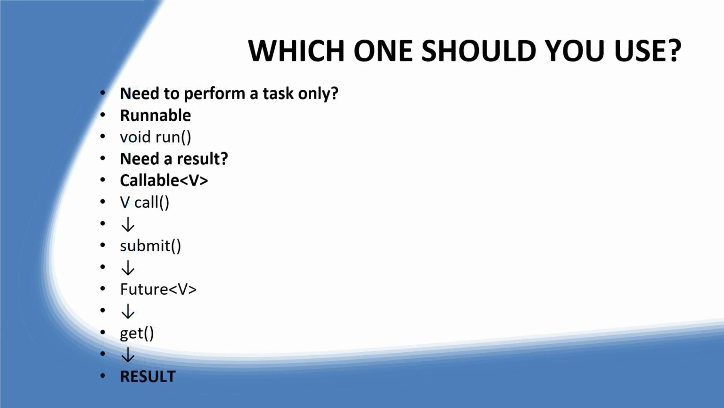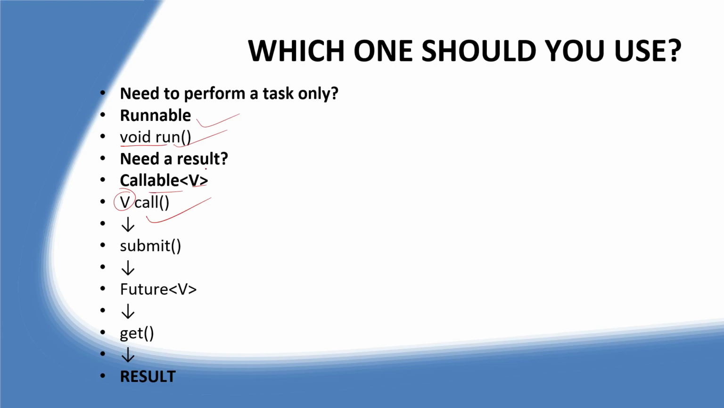Now the next question is which one you should use, Runnable or Callable. When should we use Runnable and when should we use Callable? If the task simply needs to perform some work and does not need to return a result, we should go for Runnable, because the return type of the run method is void. If we want to perform some action where we don't want any return result, we'll go for the Runnable interface. And if the task needs to return some value, in such a case we'll go for the Callable.